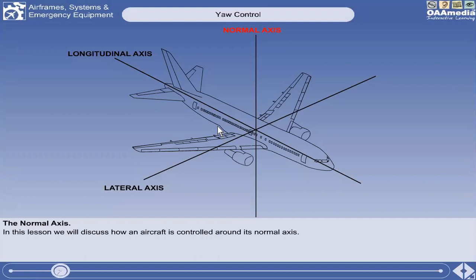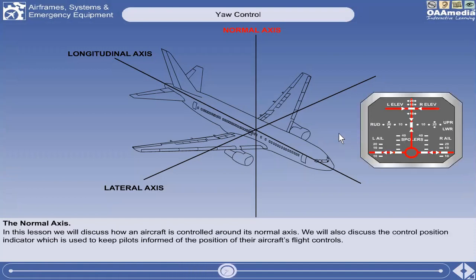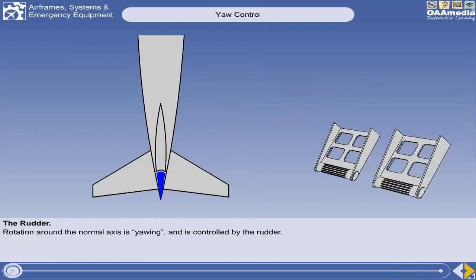In this lesson, we will discuss how an aircraft is controlled around its normal axis. We will also discuss the control position indicator, which is used to keep pilots informed of the position of their aircraft's flight controls. Okay, so we will discuss these topics: how an aircraft is being controlled about its normal axis, or vertical axis, and also the control position indicator, which keeps pilots informed of the positions of their aircraft's flight controls.